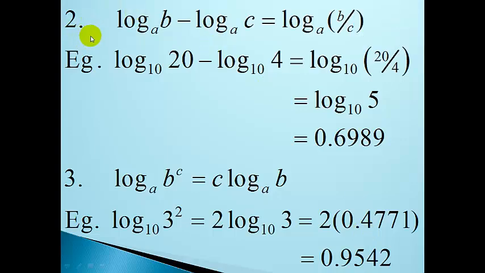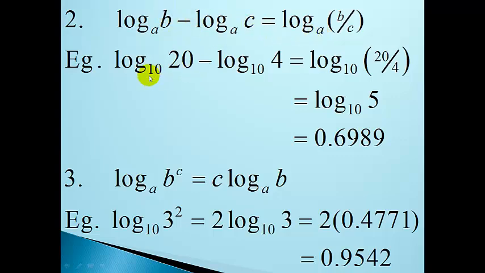Now law number 2: log b to the base a minus log c to the base a. Now this is subtraction, it is no more addition. With law number 2, if you have two logs of the same base subtracting, you keep the base constant and you divide the numbers. You will divide the numbers, and that is how come we have divided b by c. So log b to the base a minus log c to the base a equals log b over c to the base a. So you divide the numbers b by c.